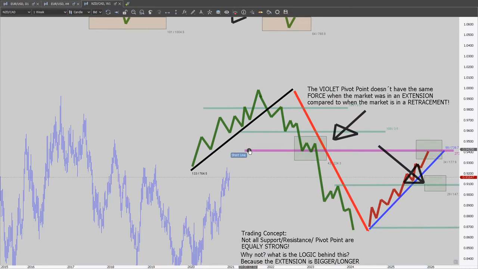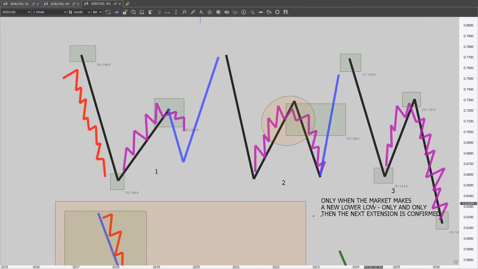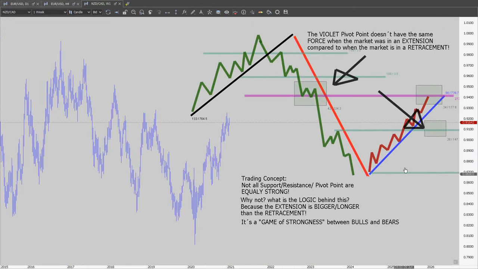Moving on, class, everybody, because number three is the only correct answer of a confirmed extension, and only when the market makes a lower low structure is it going to confirm the extension. This means that in a down retracement, all the pivot points are strong. Okay, all the pivot points are strong.